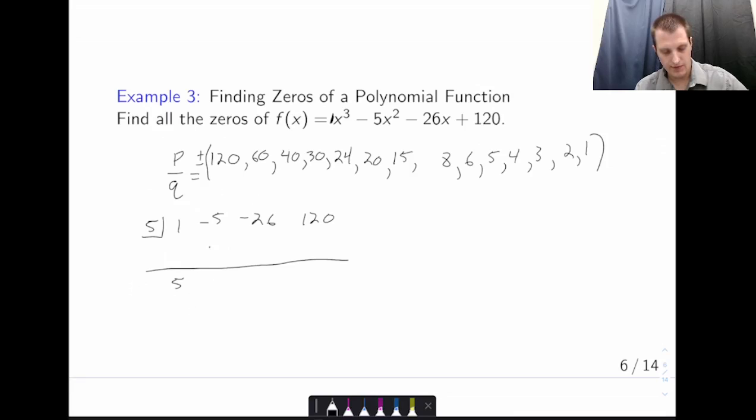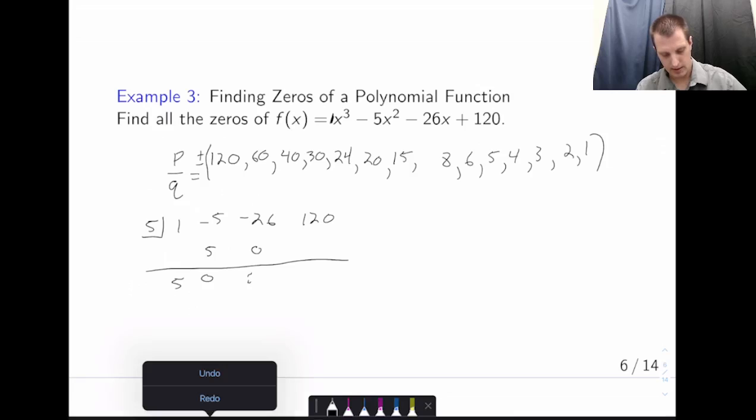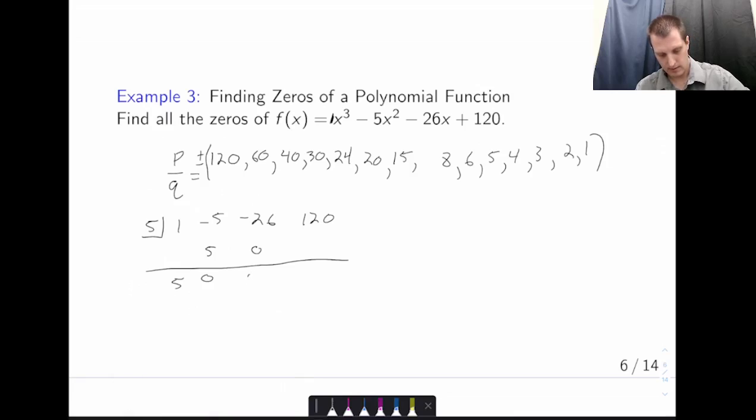Gives me a 5 with a 0, 0, 0. Wow, what is up with my pen today? Oh, maybe it's touching my watch. Okay, that gives me a negative 26. And then what's 5 times 26? 130. So that's not a 0.